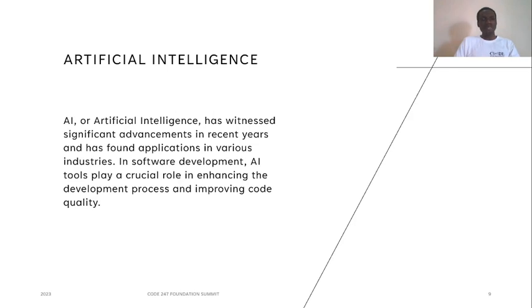AI has witnessed significant advancement in recent years and has found applications in various industries. In software development, AI tools play a crucial role in enhancing development processes and improving code quality. AI is playing a very important role today. Writing code is not easy. Writing good code, writing clean code is difficult. And because of that, many times our code is not clean. But of course, we need to strive to make our code as clean as possible. And with AI coming on scene, that will be a lot easier to do. Let's look at the role AI is playing in our software development process.